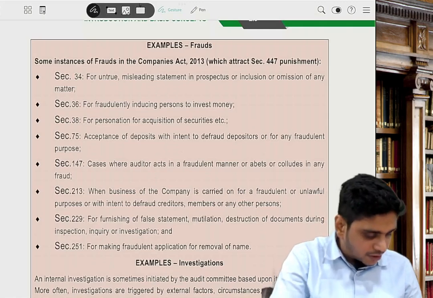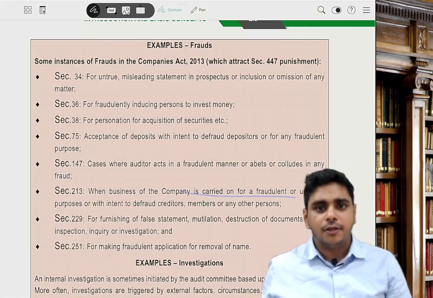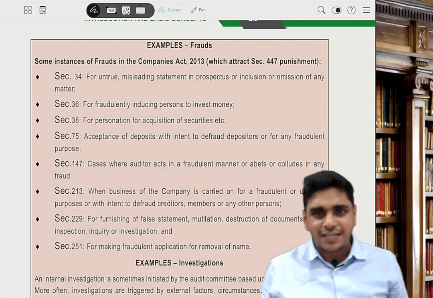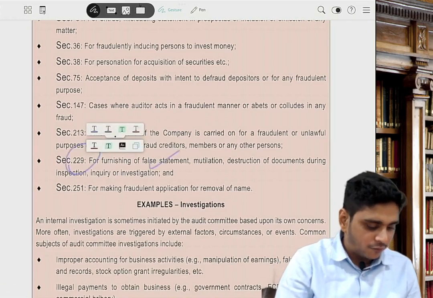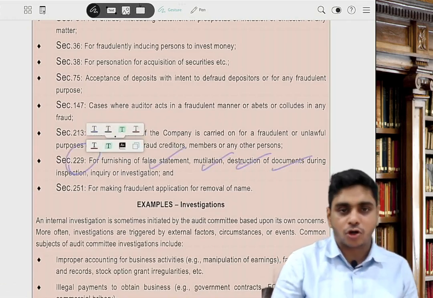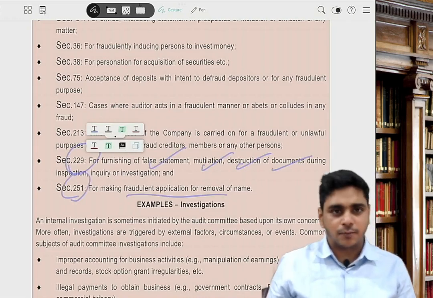Then section 213, investigation when it is carried out in a fraudulent or unlawful manner. Okay, 213. This also we have done in SPOM set A. If you have done SPOM set A with me, 229 for giving any false statements, mutilation, destruction of documents. Then 251, fraudulent making of application for removal of name.